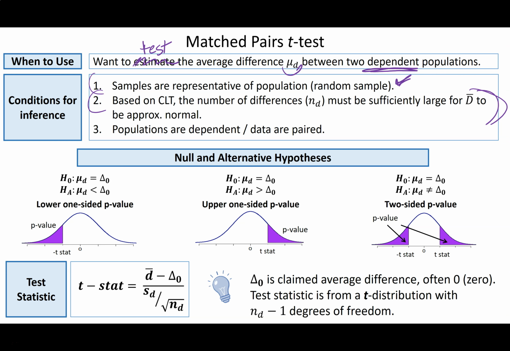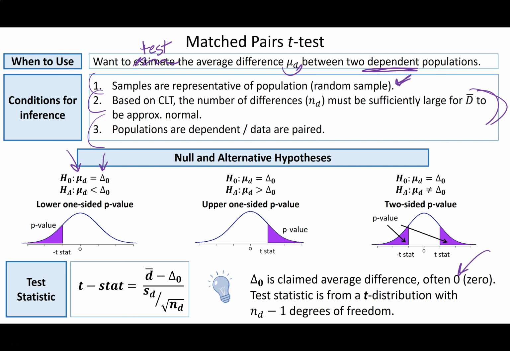That one is definitely iffy. Just a caution there. And then populations are dependent, or the data are paired. So here we're going to say that the mean difference is equal to some claimed difference amount. Almost always, this is going to be 0. Every once in a while it's something else, but most of the time it's 0.